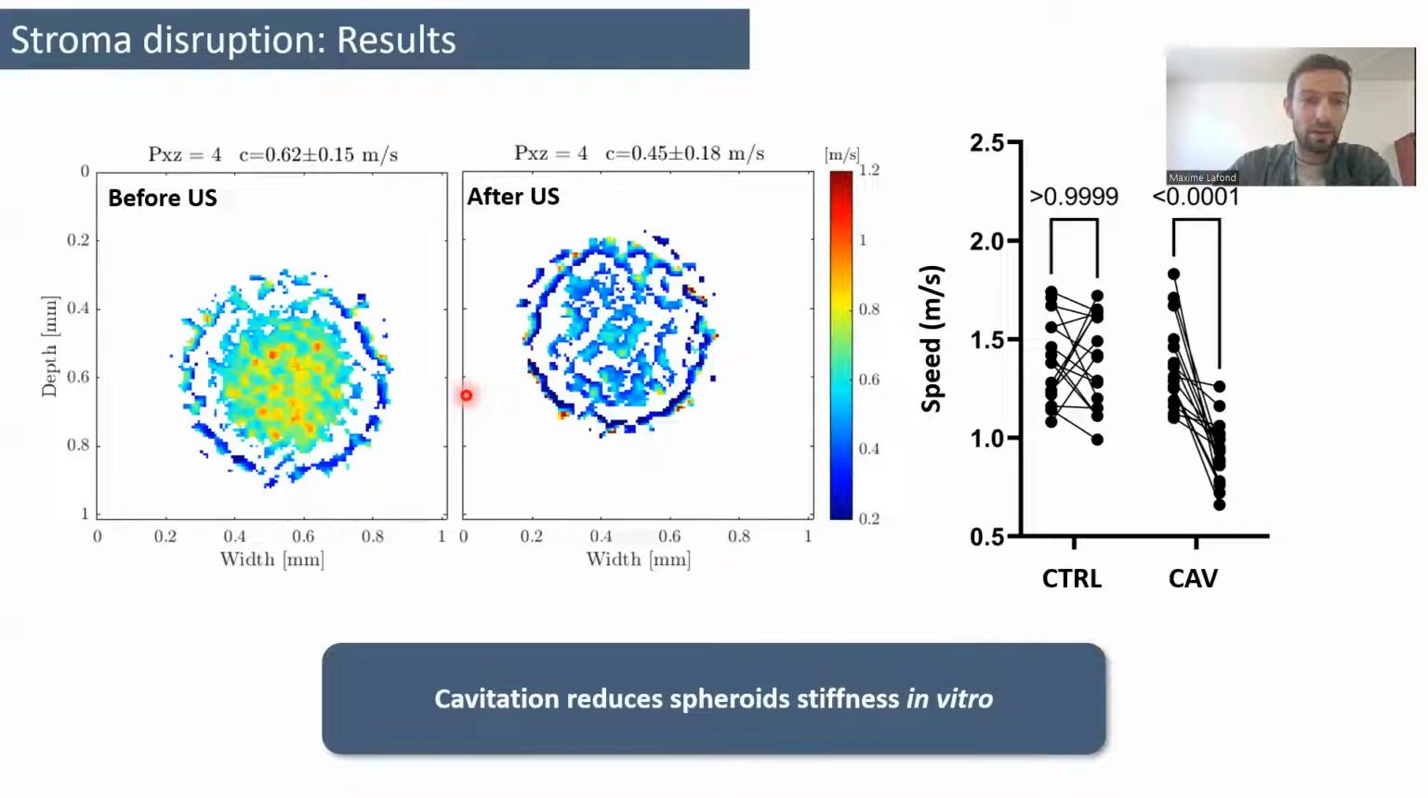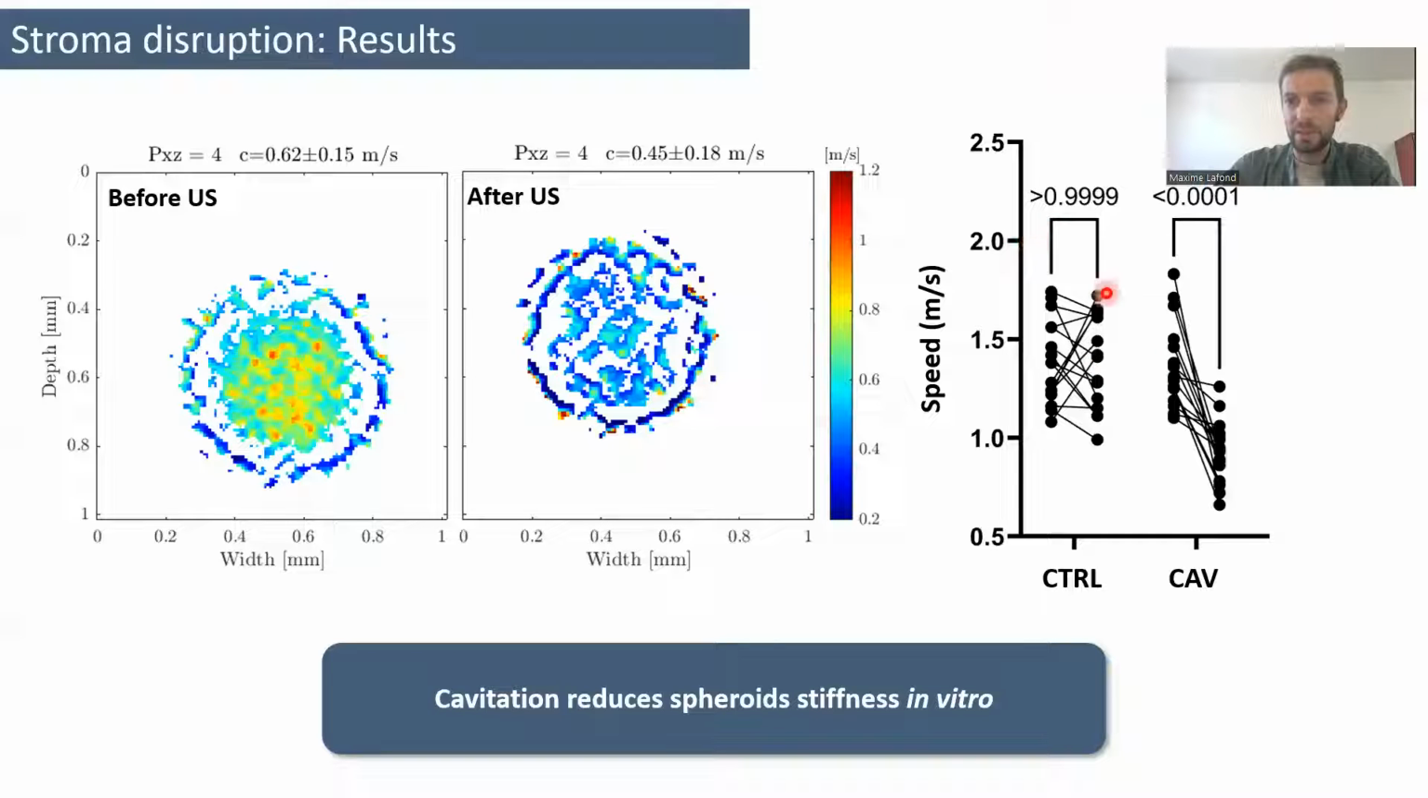Here are two representative images. Well, that's actually just one spheroid, but before and after ultrasound. So we can see that the speed of the shear waves is decreasing. All those white areas are because there was not enough signal in those areas.